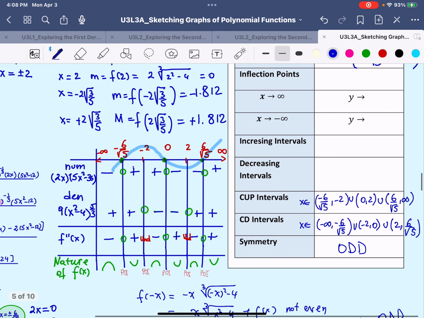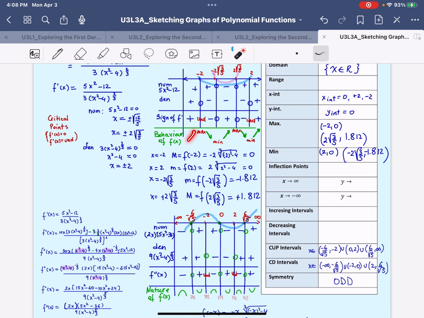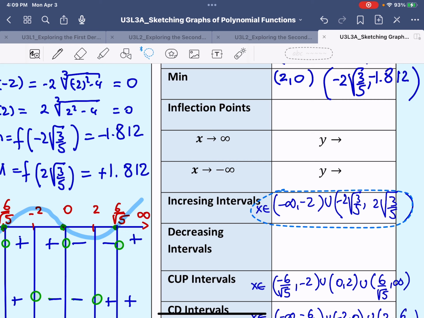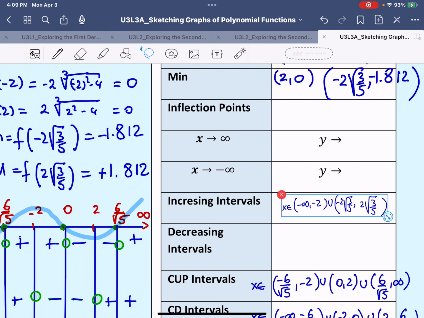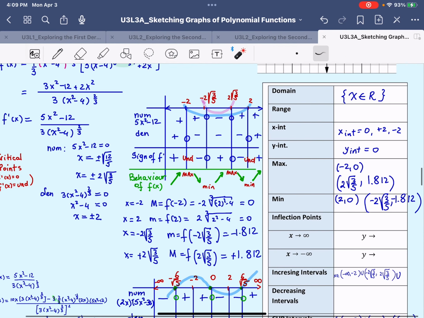So since we are on the chart here, let's determine the increasing and decreasing intervals as per the chart. So we have increasing from negative infinity to negative 2. Increasing from negative 2 root 3 over 5 to positive 2 root 3 over 5. And then increasing from 2 to infinity. I don't think we have a lot of room here. That's called cheating for space. Okay, so we'll join the last interval, which is from 2 to infinity.